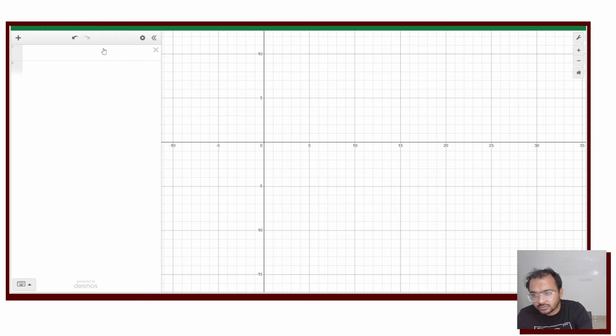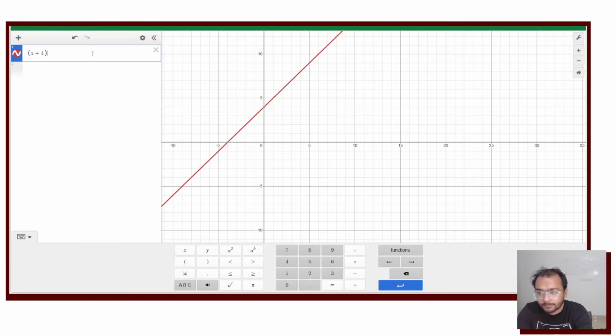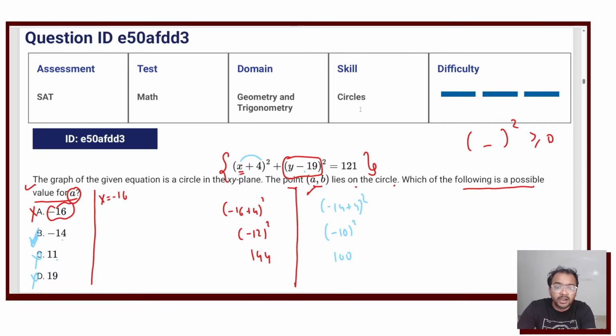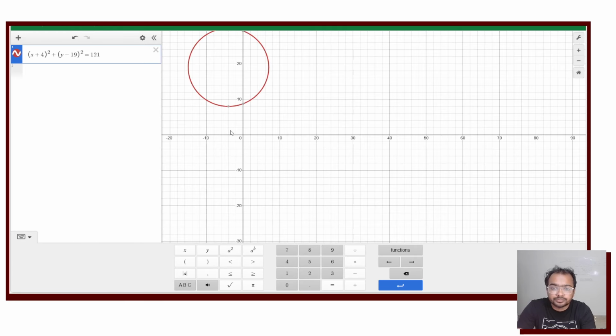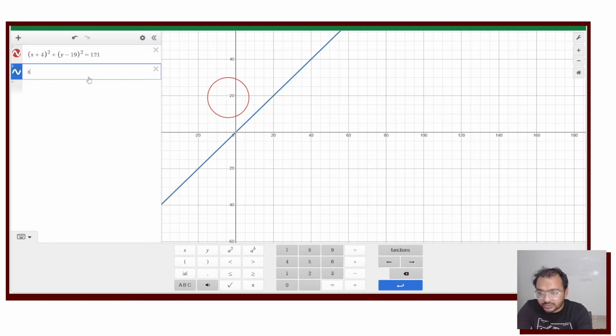So we have x plus 4 whole squared, and then what do we have? Let's quickly check it again. Y minus 19 whole squared, and that equals 121. So this is the circle that I'm getting. Now we need to plug in the given values of x.